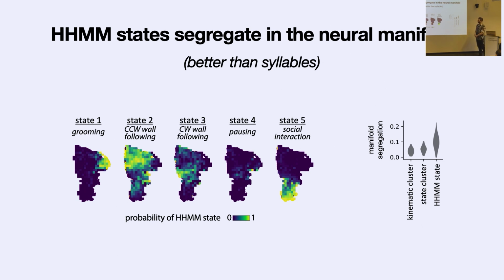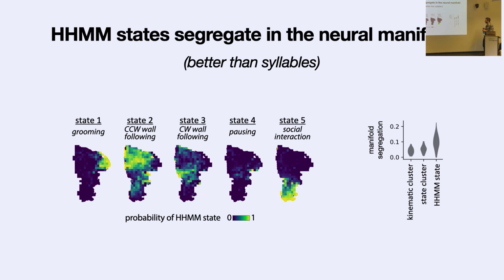Here I'm showing one example recording, and this is the neural manifold from that recording. You can see that these higher order behavioral states seem to segregate to different areas, which suggests that they're not being encoded by just 10% of the neurons, but that the principal low dimensional axes of variation within the neural signal correspond to these distinctions in behavior.